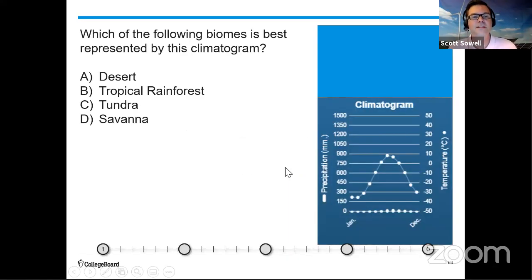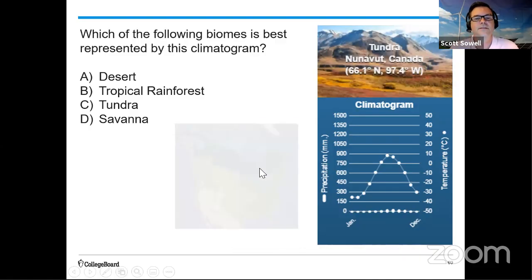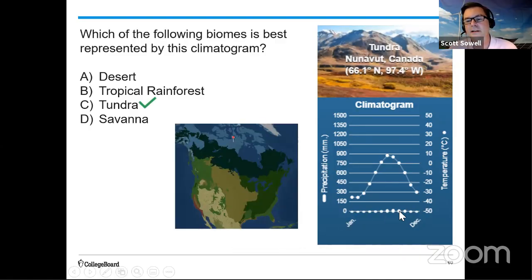All right, so this is a question I made up. See if you could determine which one of these biomes is best represented by this climatogram. I'll give you 30 seconds. All right, and the correct answer is tundra. Tundra, very low precipitation and cold temperatures.